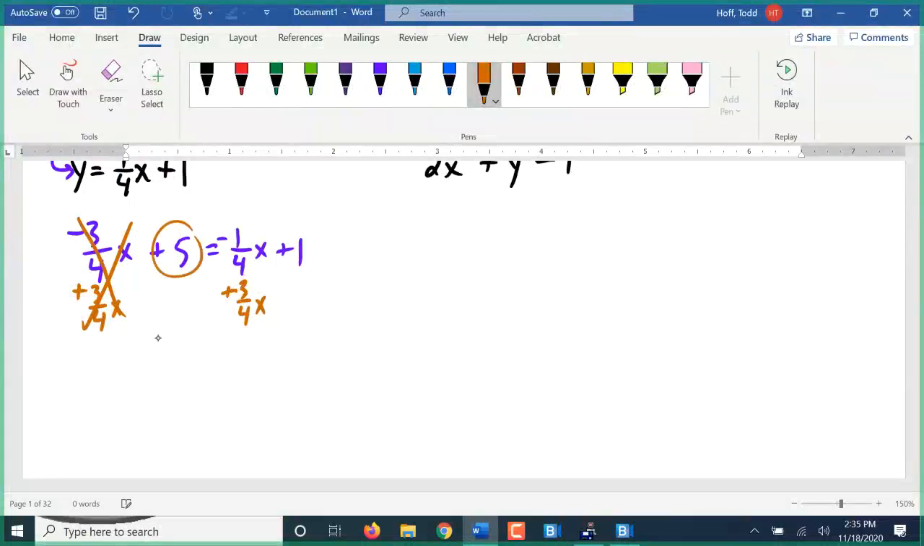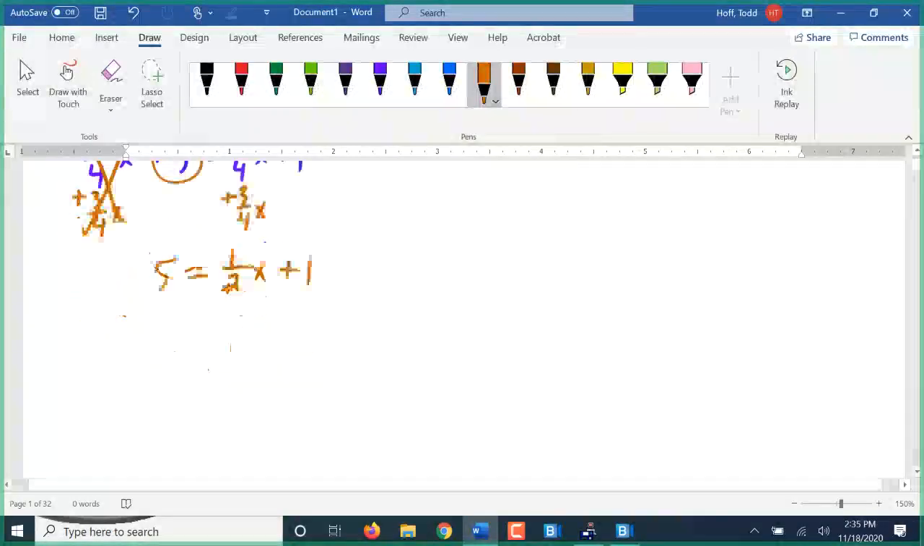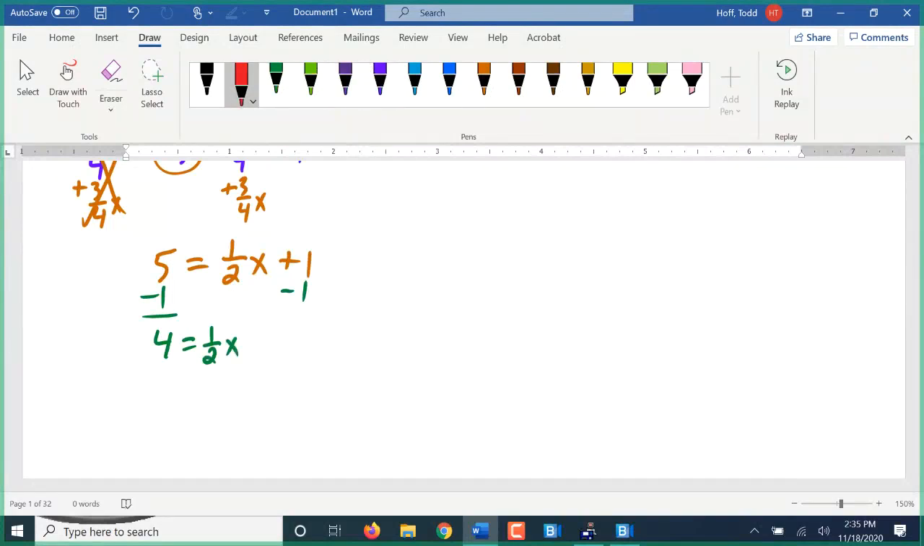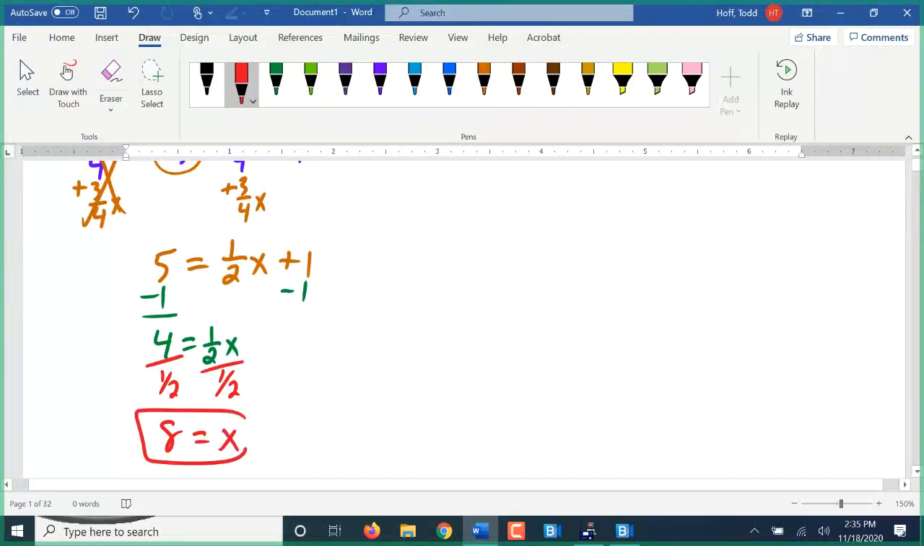So I have 5 there equals negative 1/4 plus 3/4. Negative 1 plus 3 is 2, so that's 2/4 or 1/2 x, and then plus 1. Now we're ready to start to solve. We'll subtract 1. 5 minus 1 is 4 equals 1/2 x. And we'll divide by 1/2, or you could multiply by 2. Either way works. 4 divided by 1/2 is 8. 8 equals x. So we know x equals 8.